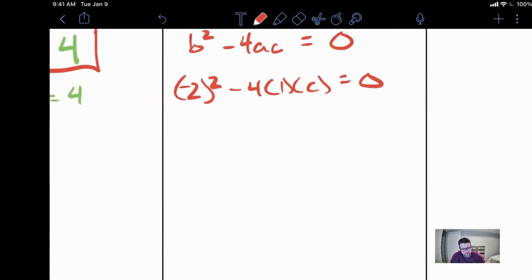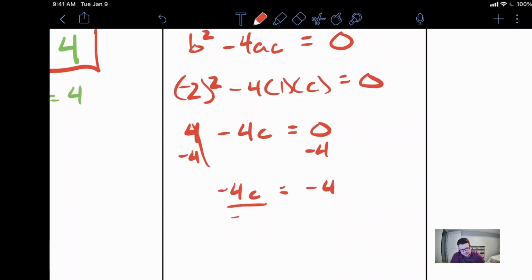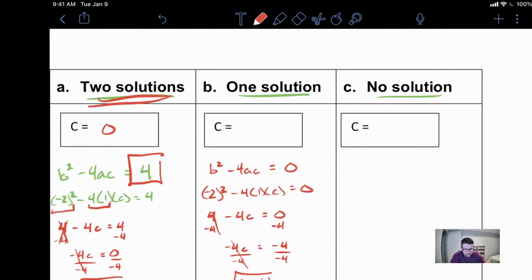So -2 squared is a positive 4. 4 times 1 is just 4, so this would be -4c is equal to 0. Subtract 4 from both sides. We get -4c is equal to -4, and divide by -4 on both sides, and we find out c is equal to a positive 1. Nice job. So when c equals 1, our discriminant ends up being equal to 0, and that's what's going to give us 1 solution. Cool.